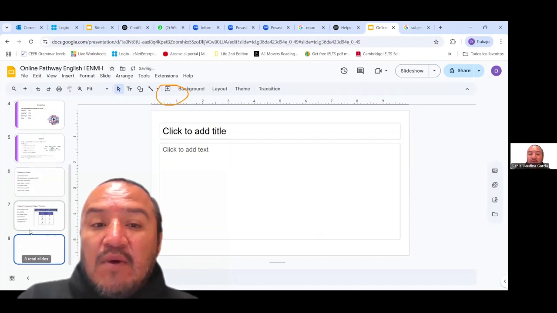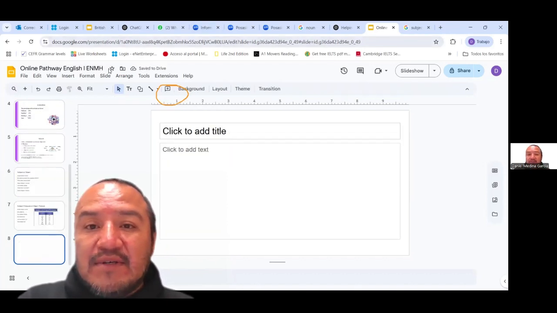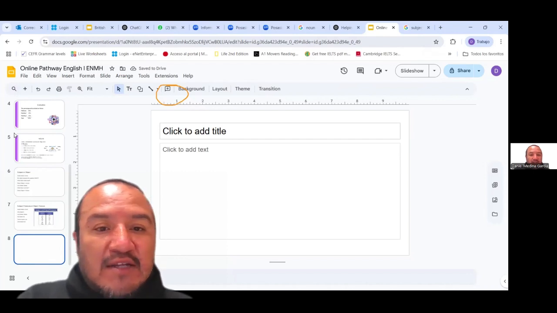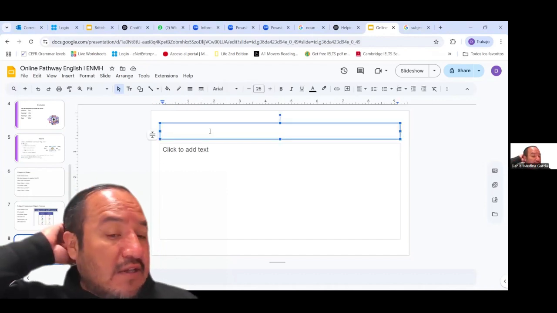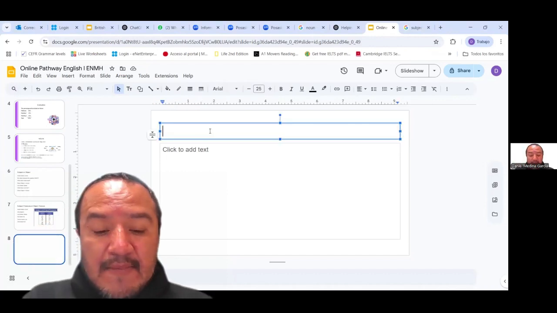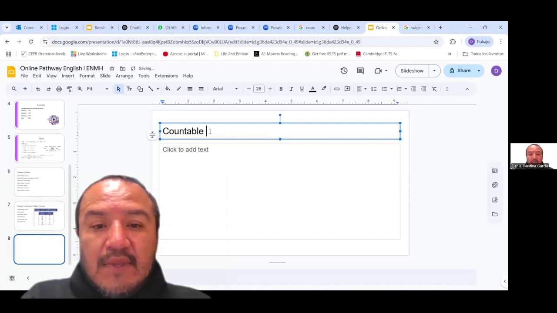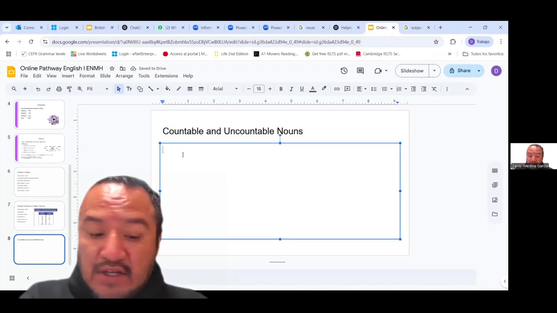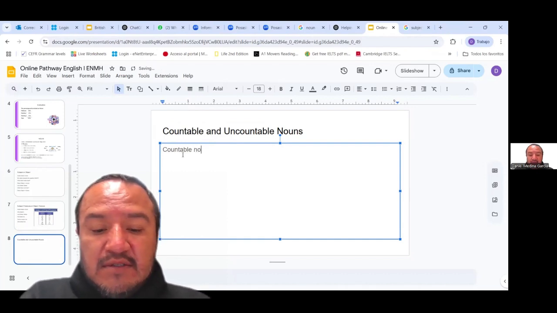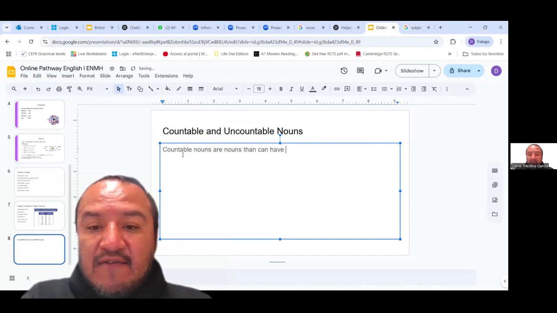Now, we continue. What about, let me erase this circle because it's a big distractor. There we are. What about the other ones? On the other hand, we're going to have countable and uncountable nouns. First, I'm going to start with countable nouns. Countable nouns are nouns that can have a number before and be pluralized.